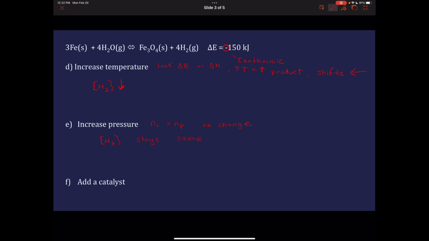And then finally, we're asked about a catalyst. When we talk about catalysts, again, their role is to change our mechanism, to speed our reaction up, but they don't alter concentrations. We could add a catalyst at equilibrium, and we would see no change.